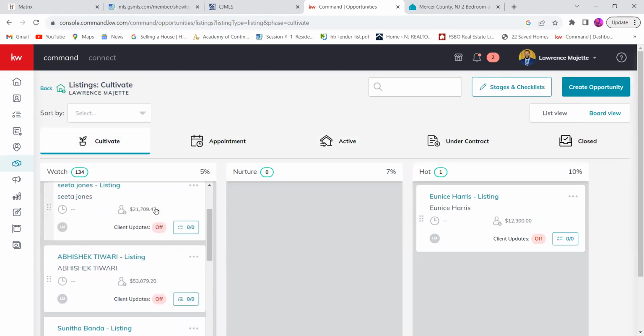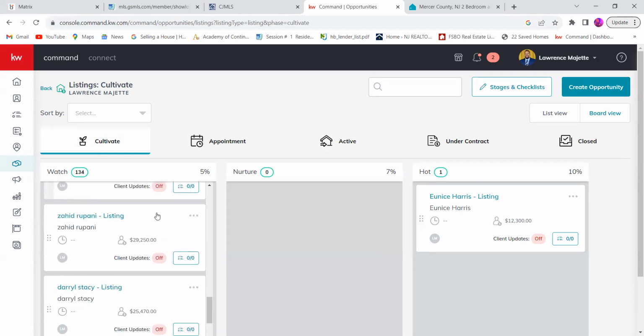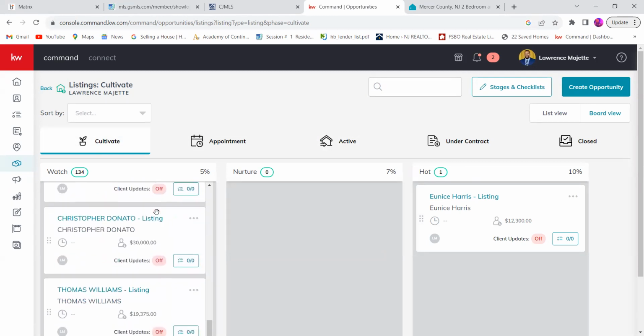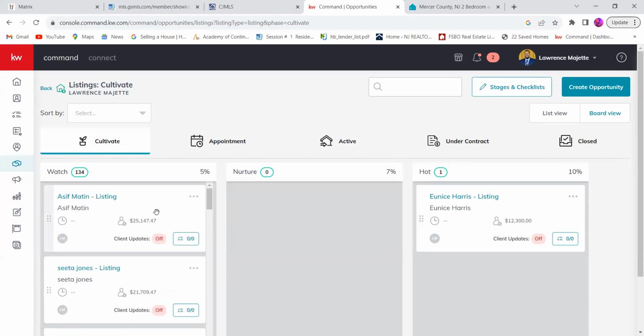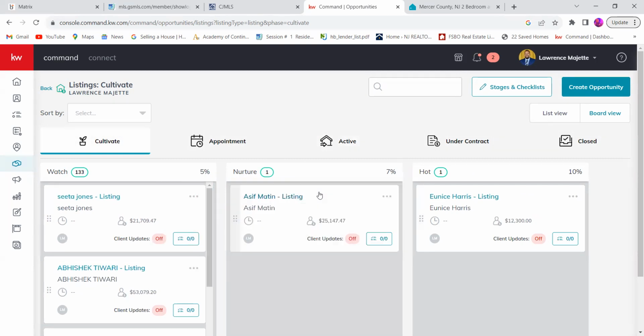So this is a watch. This is my watch list here. This is every listing that I'm watching currently, right? This would be my nurture phase where I'm nurturing them. I'm sending them, well, I'm already doing that over here, but I just haven't moved them. Just too many for me to move them over. This is the nurture phase where you would just drag and drop and move them over and say that you're in the nurture phase.